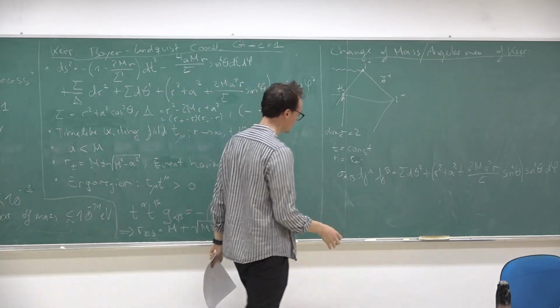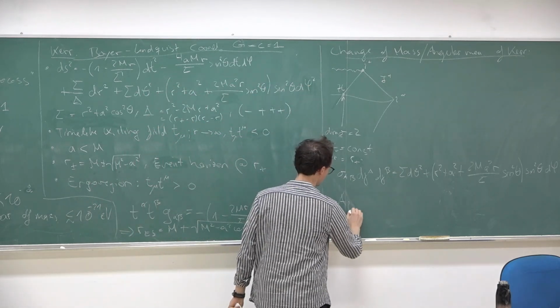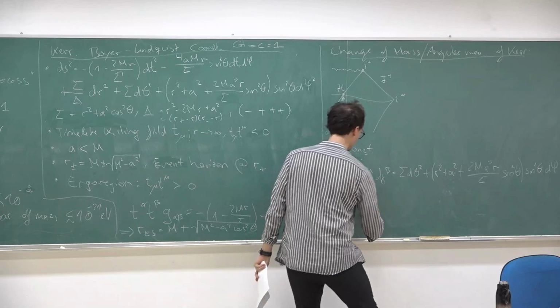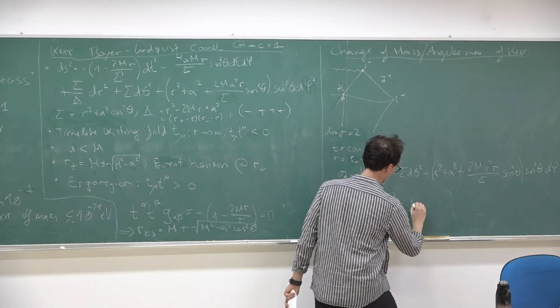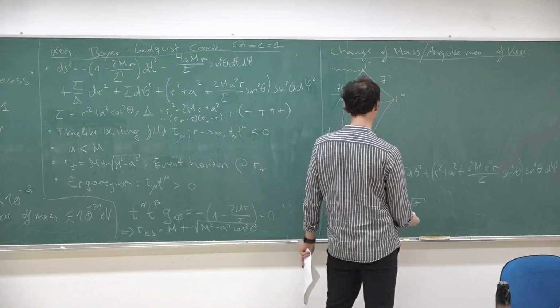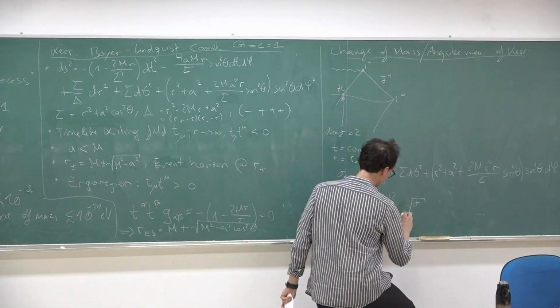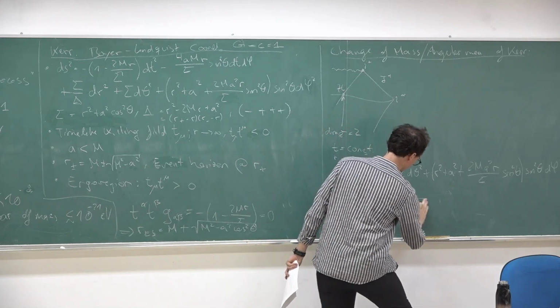And so then we can compute the area of the horizon by integrating over this. So the area of sigma, well, maybe I have to make that gamma.